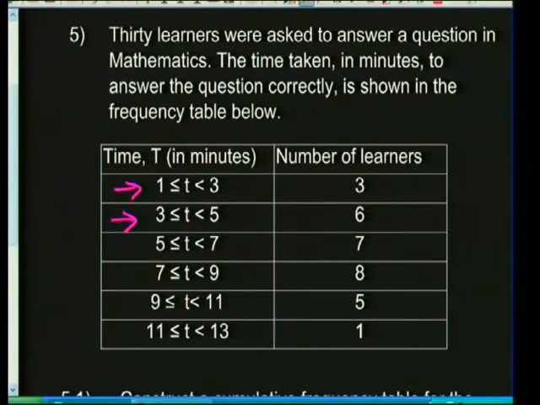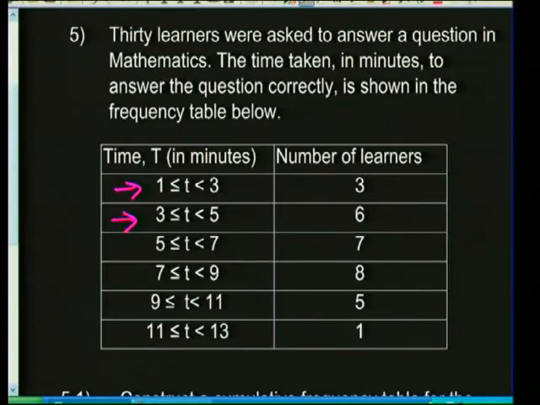30 learners were asked to answer a question in mathematics. The time taken in minutes to answer the question correctly is shown in the frequency table. So therefore, from 1 minute to anything less than 3 minutes, 3 learners achieved that time score. From 3 minutes to anything less than 5 minutes, okay, that could literally be 4 minutes and 59 seconds. That would still fall into this category over here. 6 learners achieved that score, and so on, okay.